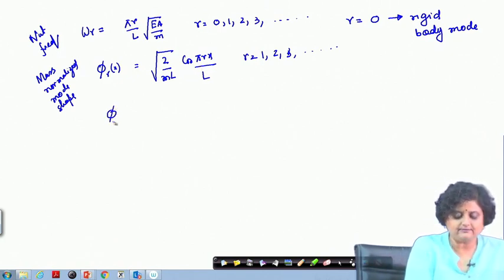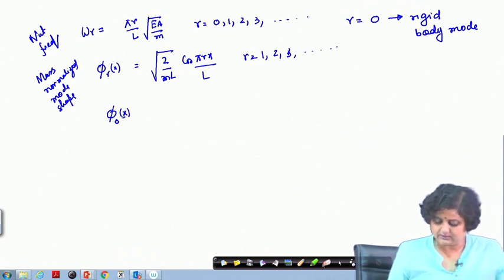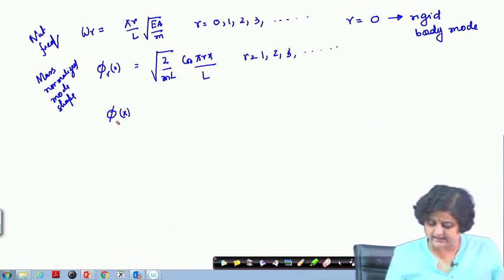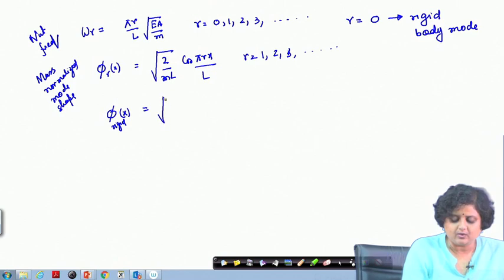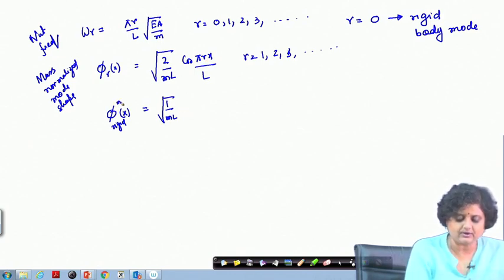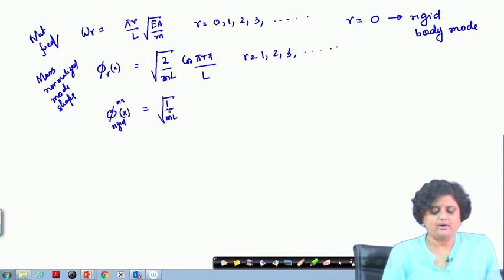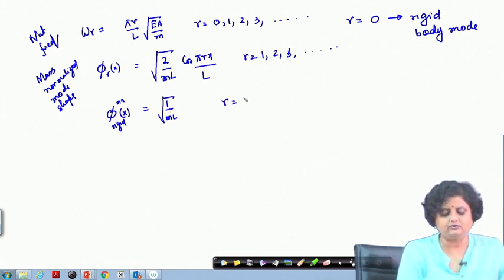So, phi 0 x, which I can call as phi rigid body x, is going to be 1. So, after we do mass normalization, this is going to be root over 1 by m L for r equals to 0.